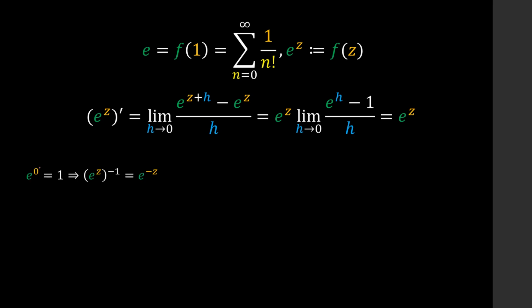So let's look at a few things. If I plug in 0 into the power series, I get 1. And what that's going to imply is that the reciprocal of e to the z, so the multiplicative inverse, is going to be e to the minus z. Now why is that? Because if I take e to the z times e to the minus z, by the identity we showed earlier, that's e to the z minus z. And so that's e to the 0, and we just showed that that's equal to 1. So that means that these two are multiplicative inverses.